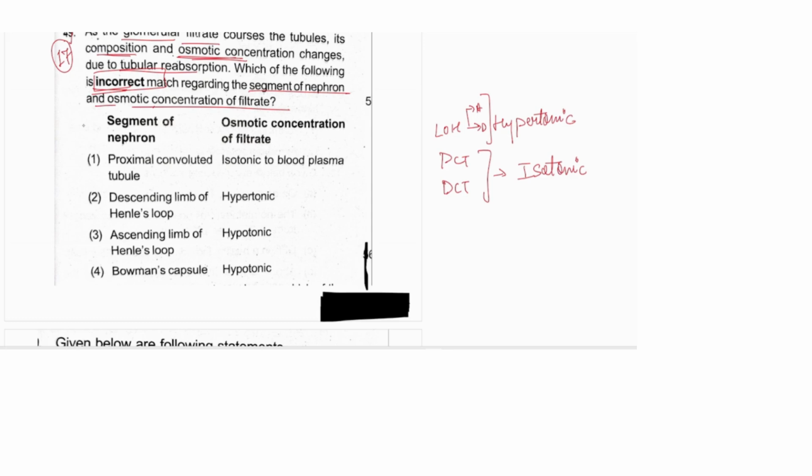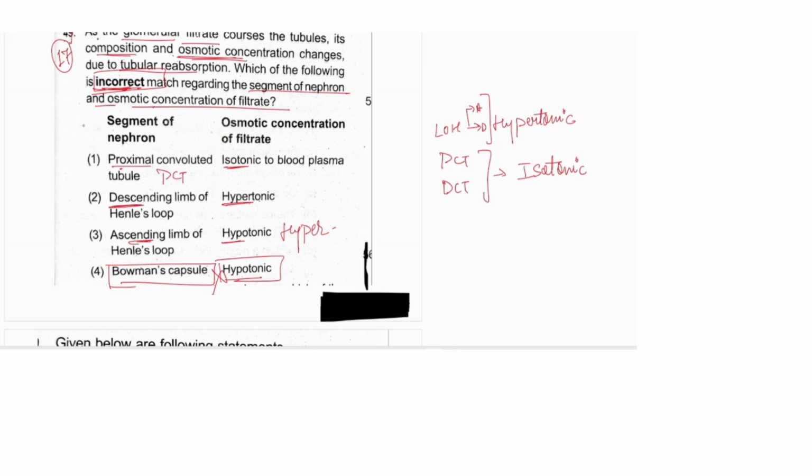They are asking for the incorrect match. PCT, as I told you, isotonic. Descending loop of Henle, hypertonic. Ascending loop of Henle is given as hypotonic, but it will be hypertonic, so firstly it is incorrect. Bowman's capsule is absolutely wrong, because in the Bowman's capsule there is no hyper or hypo condition. Absolutely incorrect. The third is also incorrect, but the fourth one is more incorrect in comparison to the third one.